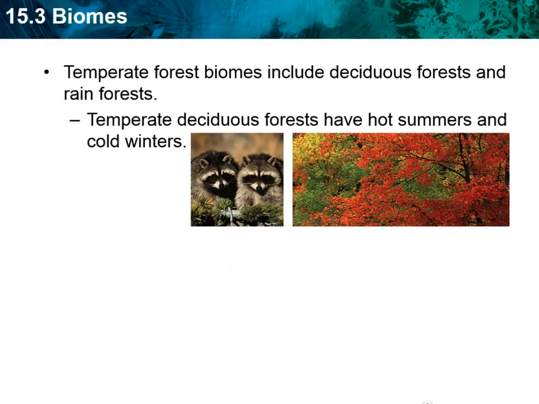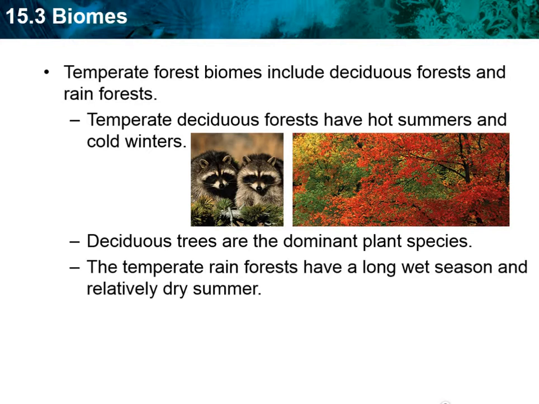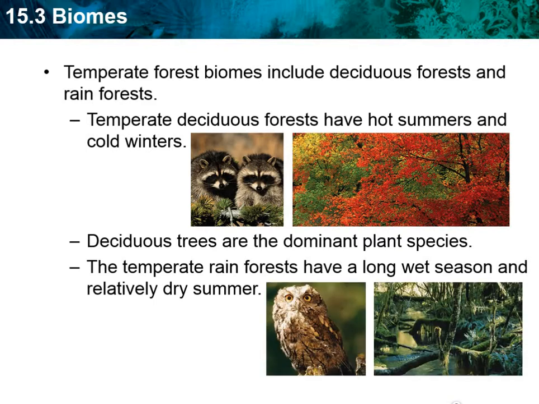So once again, the temperate forest biomes include the deciduous forests, and here are pictures of those if you weren't sure what they look like. The deciduous trees once again are the dominant plant. The temperate rainforests have long wet seasons and relatively dry summers. You would find a temperate rainforest in the Pacific Northwest. Seattle, that type of area would be considered the temperate rainforest. In those areas, you're going to have ferns and moss that cover the forest floor.